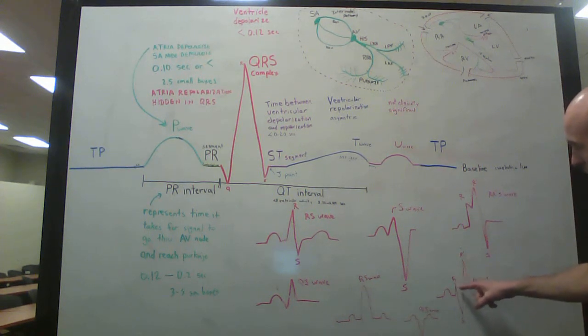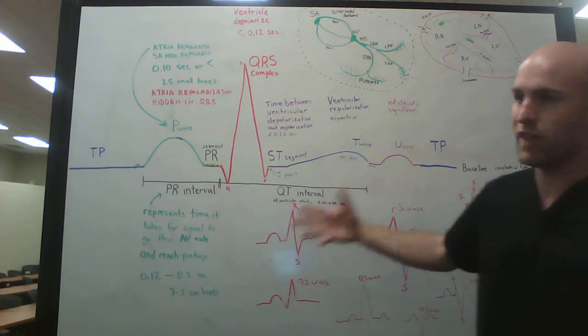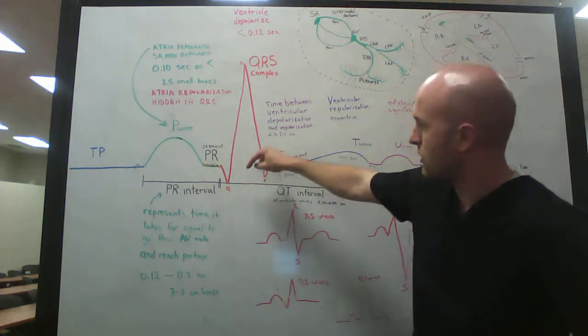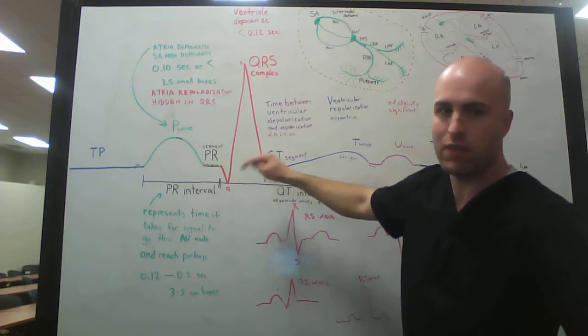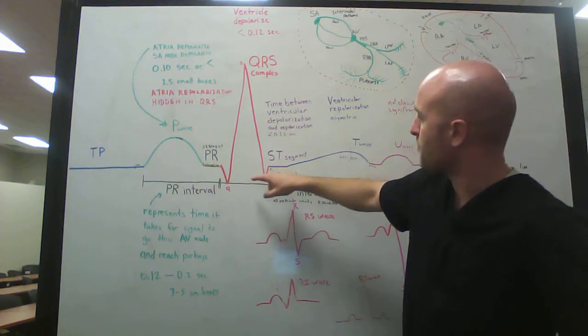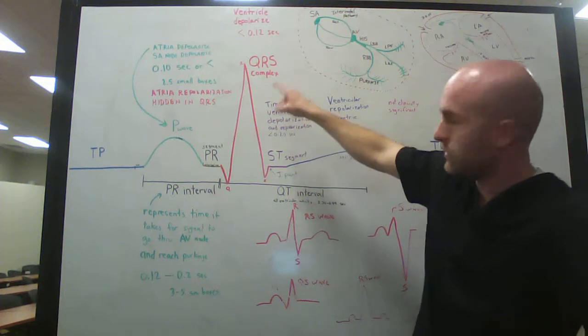Sometimes there'll be a little R wave, because remember the R is going to be the first positive deflection. There's actually a definition of this. You don't say, well, the first event is the Q. No, the first negative wave is the Q. If it never goes negative, then there is no Q. The first positive wave is considered the R.